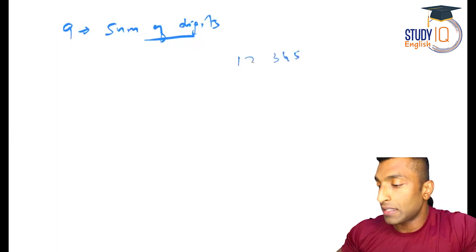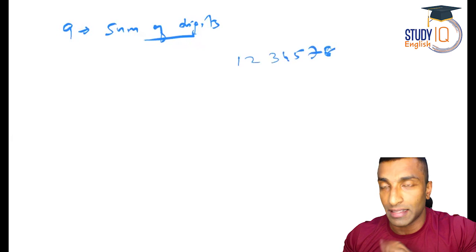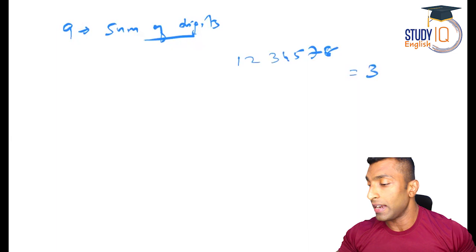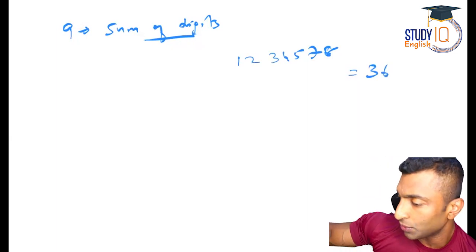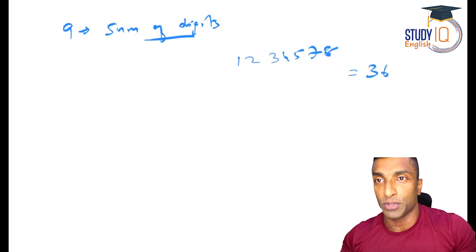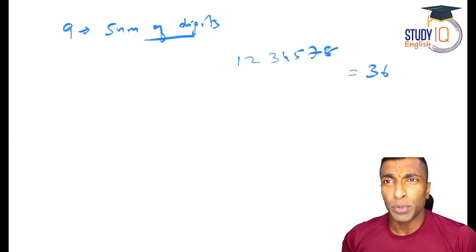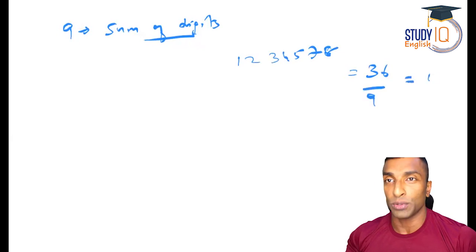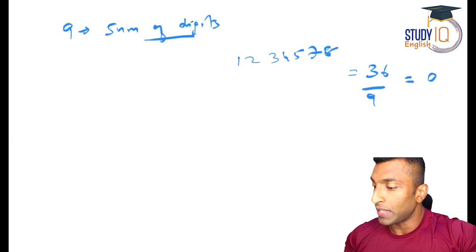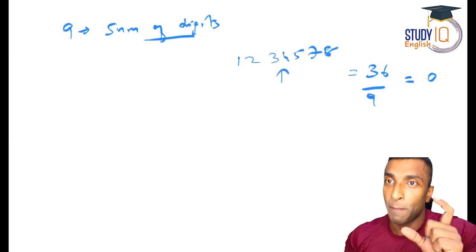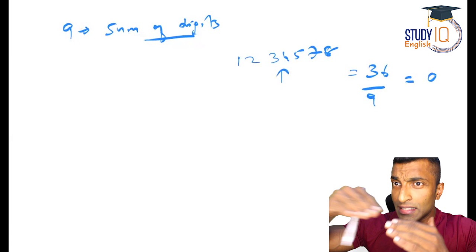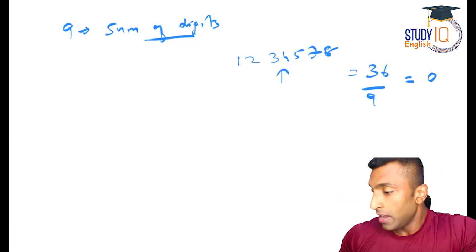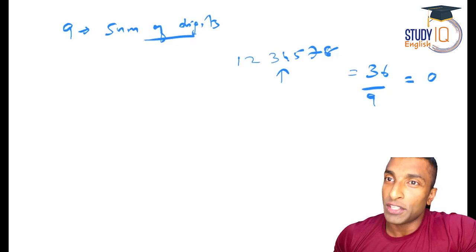But okay, let me give you an example. 1, 2, 3, 4, 5, 6, 7, 8. Let's take this number. So what is the sum of digits? It is going to be 36, right? 1, 2, 3, 4, 5, 6, 7, 8. 8 into 9, 72, divided by 2. That is 36 is going to be the sum here. Now, what do I need to do? The sum I got, divide by 9. What will I get? Remainder 0. 36 is a multiple of 9. So remainder 0. That means this number is divisible by 9. Or in another way, I can say that when this number is divided by 9, the remainder is going to be 0. Perfect?